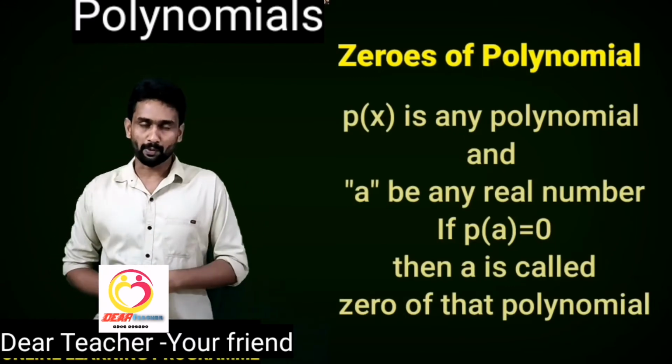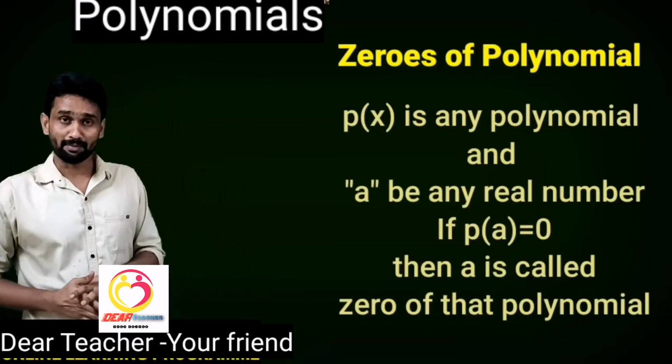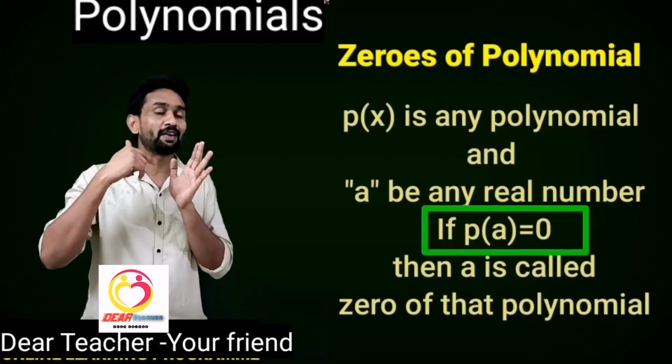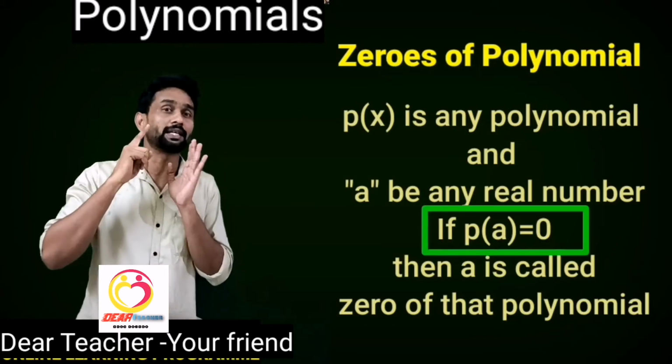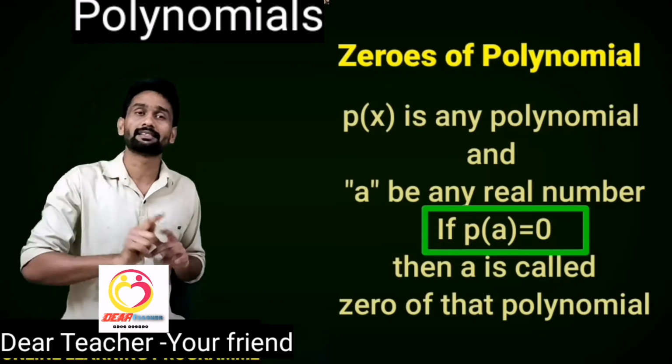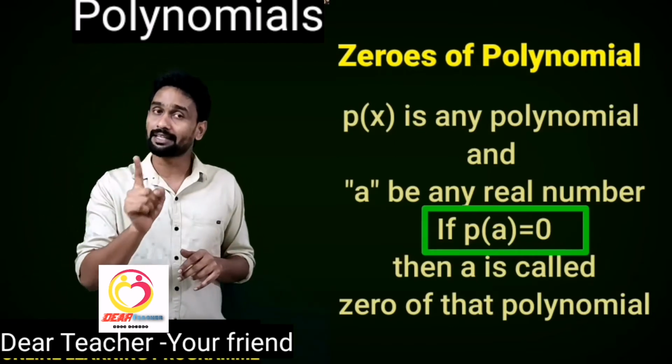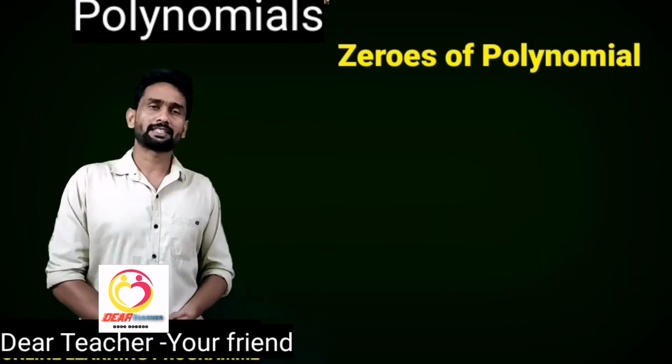Let p(x) be any polynomial and a be any real number. If p(a) is equal to 0, that is, the value of the polynomial is equal to 0, then that a is called a zero of that polynomial. We can see one example.